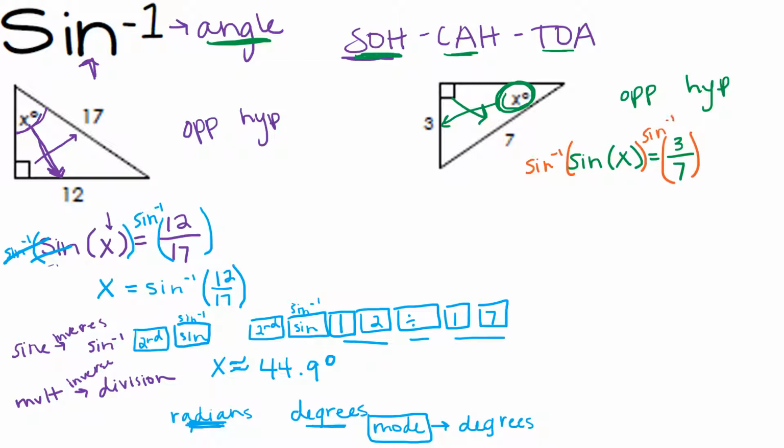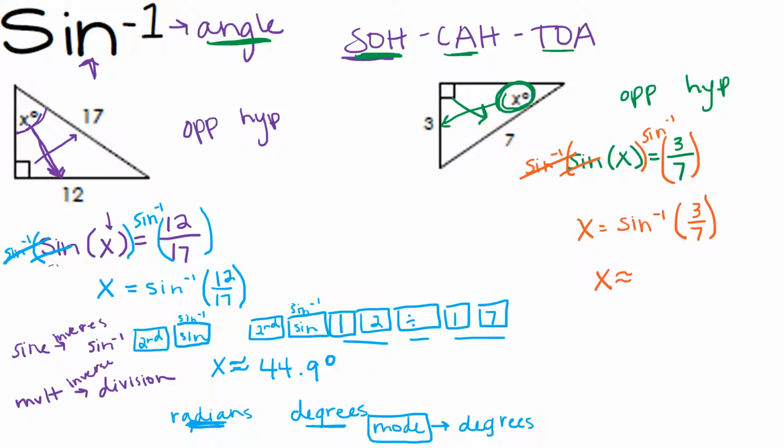So sine inverse, and I put that out front so I know what I'm doing when I'm solving here. Those sines are going to cancel. I'm going to be left with x equals sine inverse of 3 over 7. Okay, so again, once we get that x alone, this becomes a calculator problem, and we just plug this into our calculator.